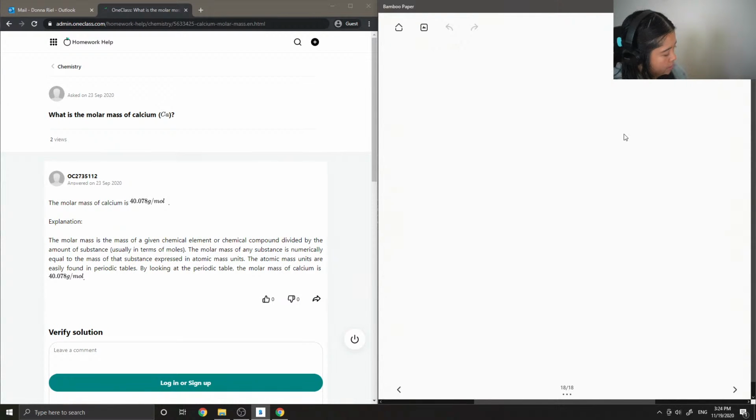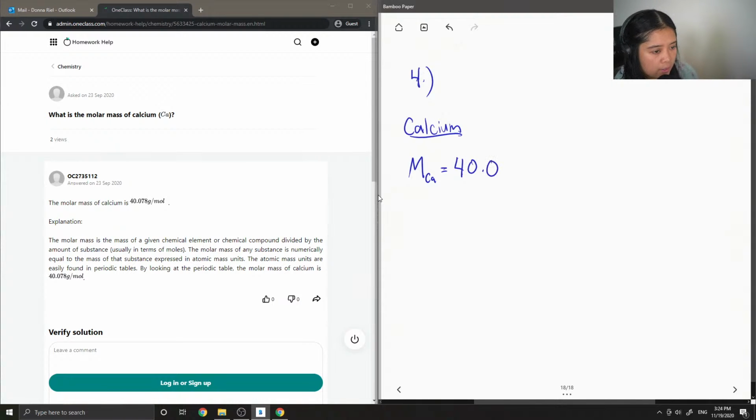Question 4, I believe. Yep, question 4 just asks, what is the molar mass of calcium? To find an individual molar mass of a certain element, these are values that are given in the periodic table. In the case of calcium, it's simply 40.08 grams per mole.